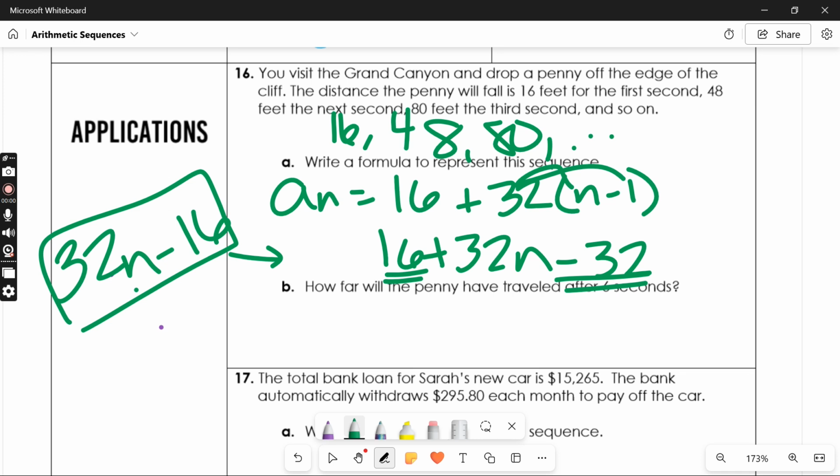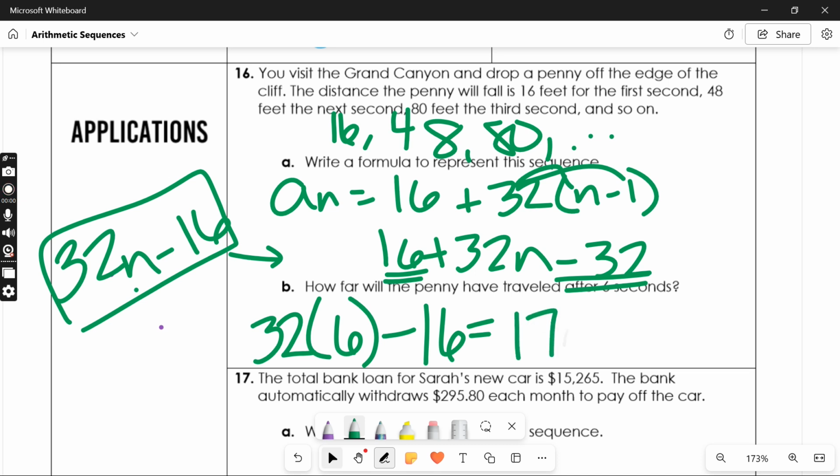And then it says, how far will the penny have traveled after 6 seconds? So I'm going to do 32 times 6 minus 16. Okay, so when I do that, I get 176 feet.